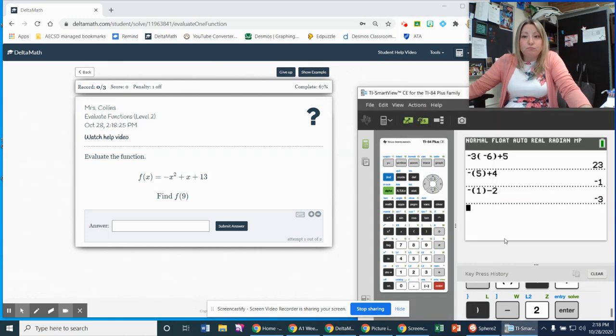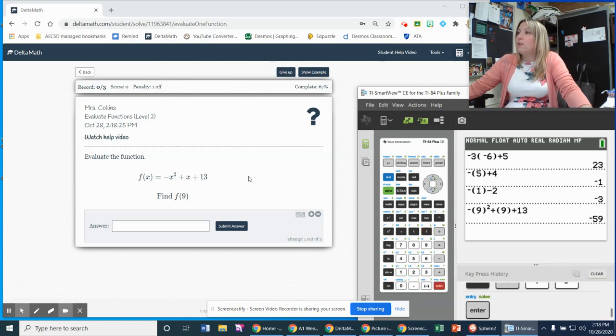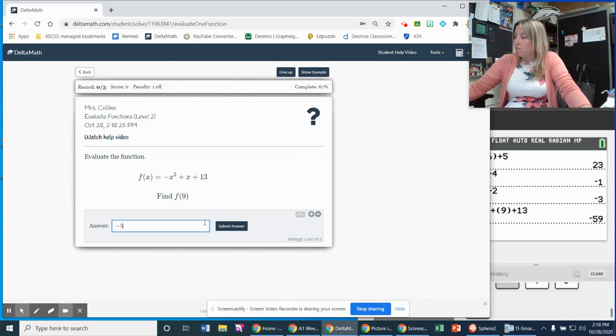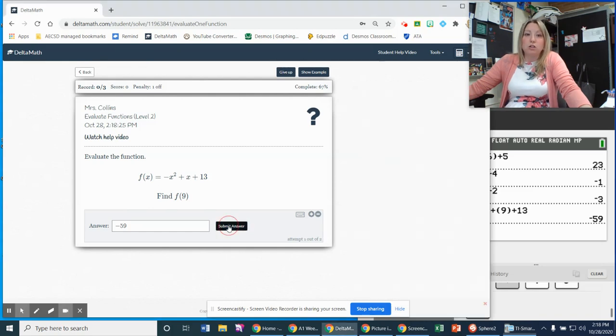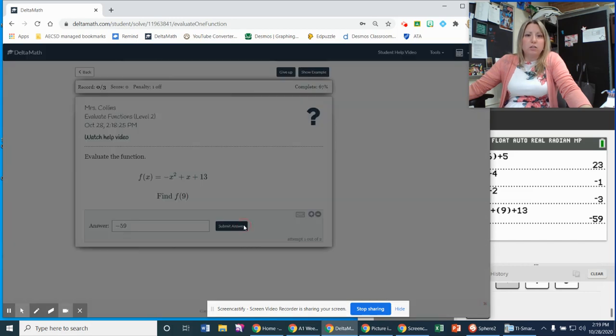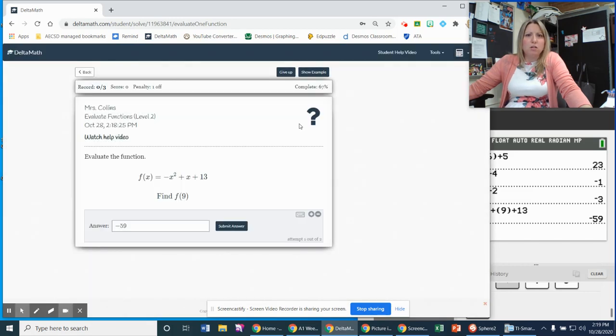So now I have a negative out front of 9 squared. So I'm just typing 9 in anywhere I see an x, plus in parentheses 9 here, plus 13. And I get -59, okay. As long as I've typed this in, plugged the 9 in the spots just like this, that's my answer. So you've got a really great, I submitted, right?